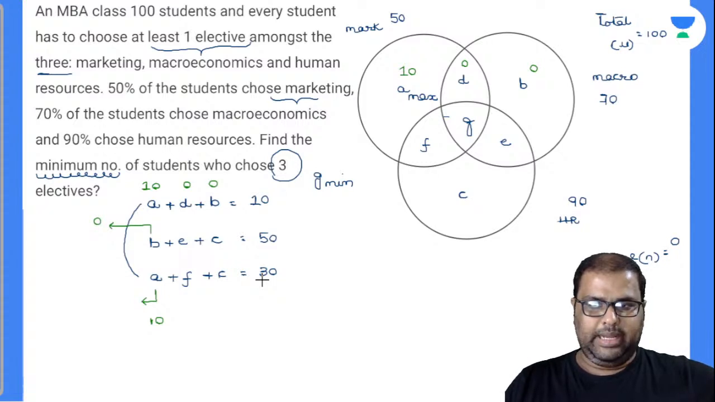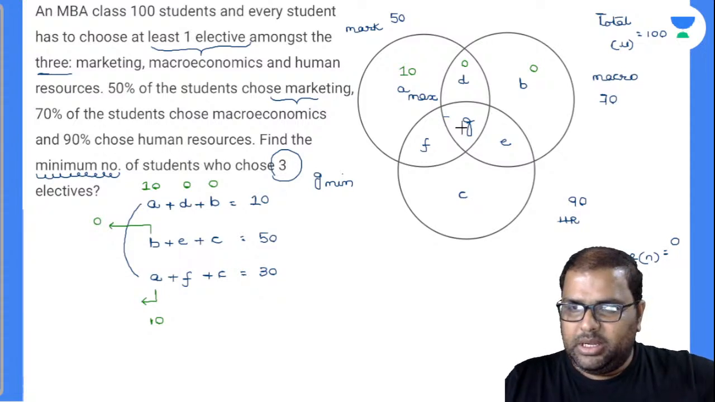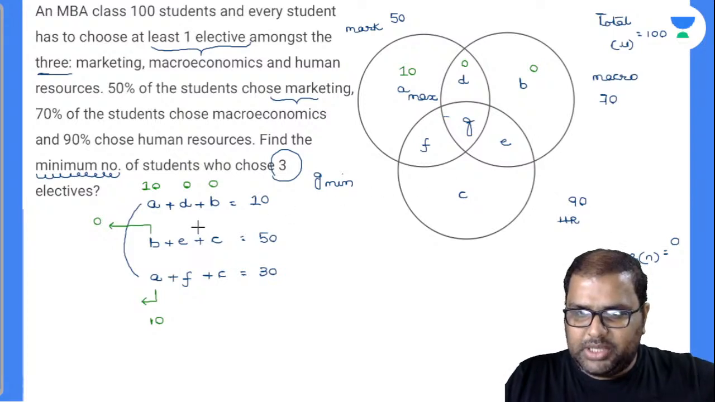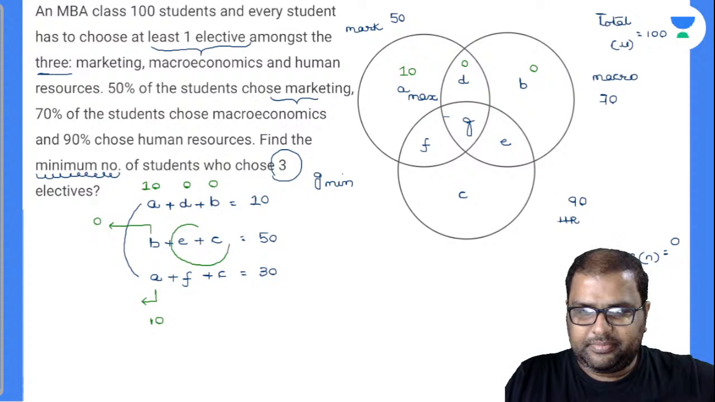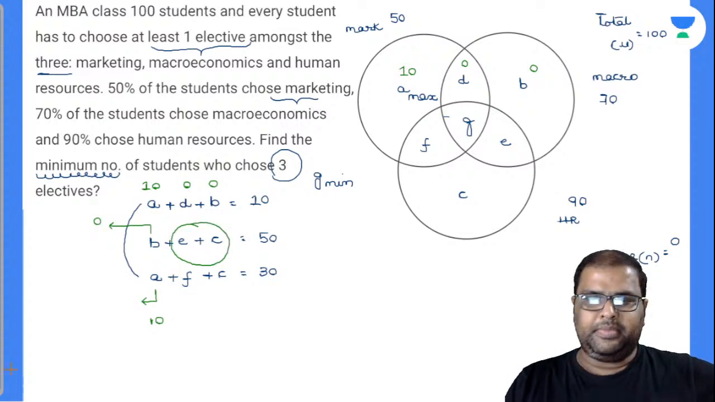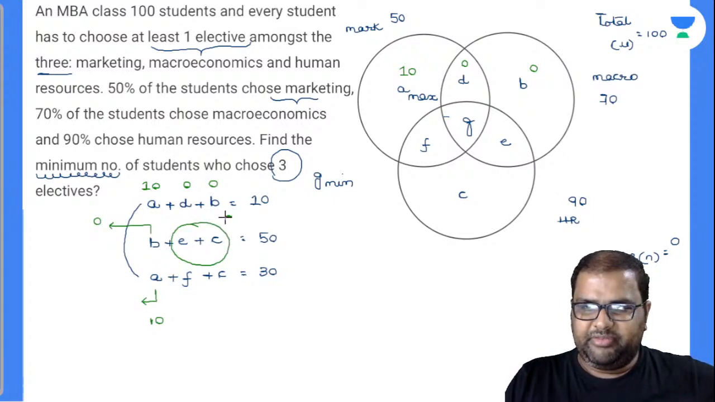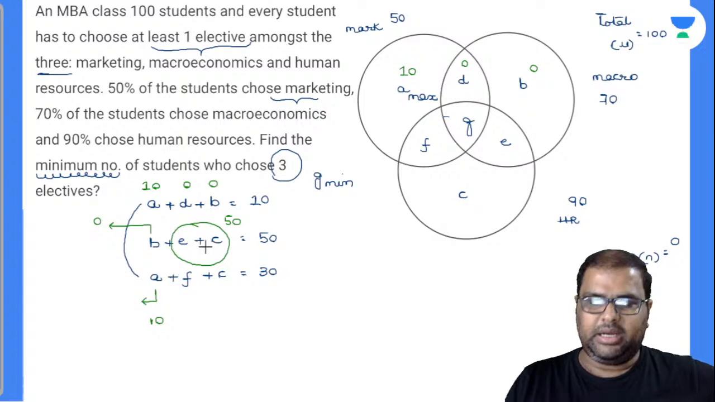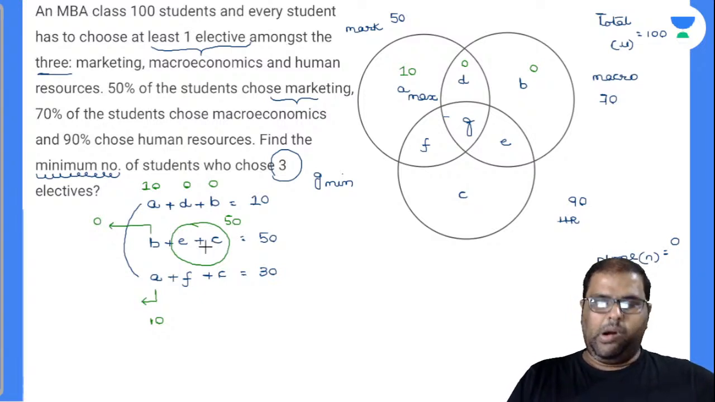Max value. Anybody? Look, my E plus C value has to be 50. It is satisfied here perfectly. E plus C value has to be 50. Okay, done. Now again, any other values there?